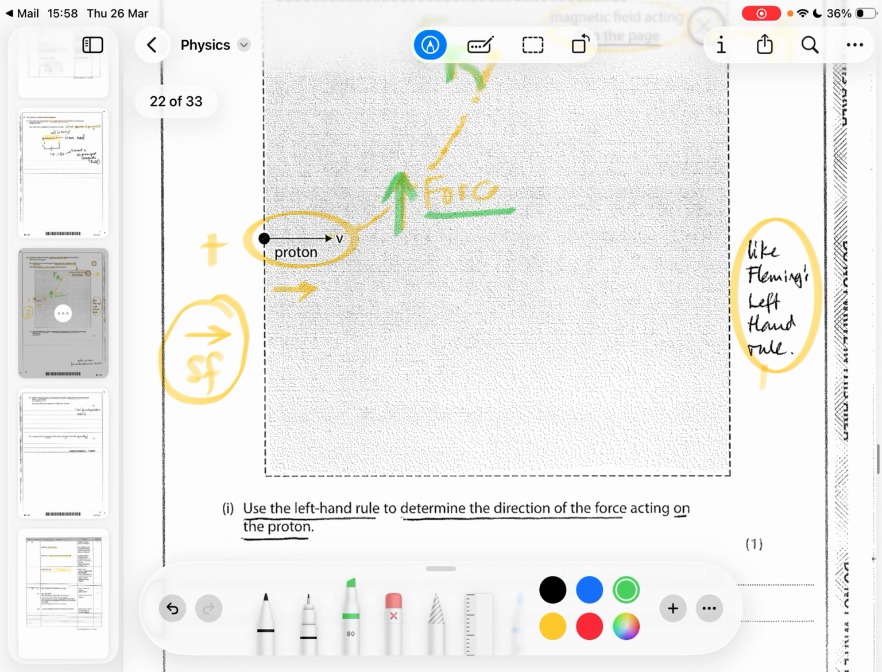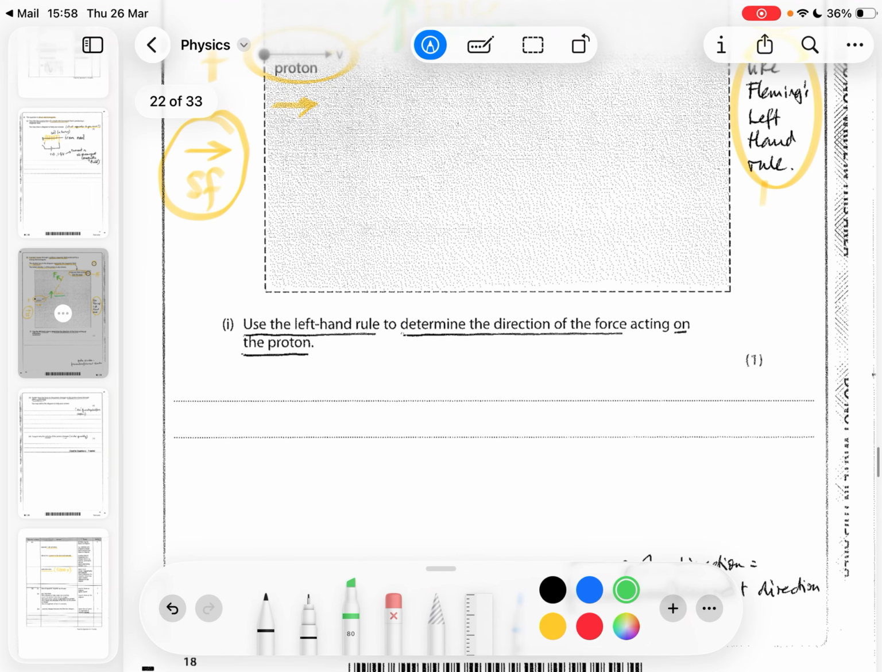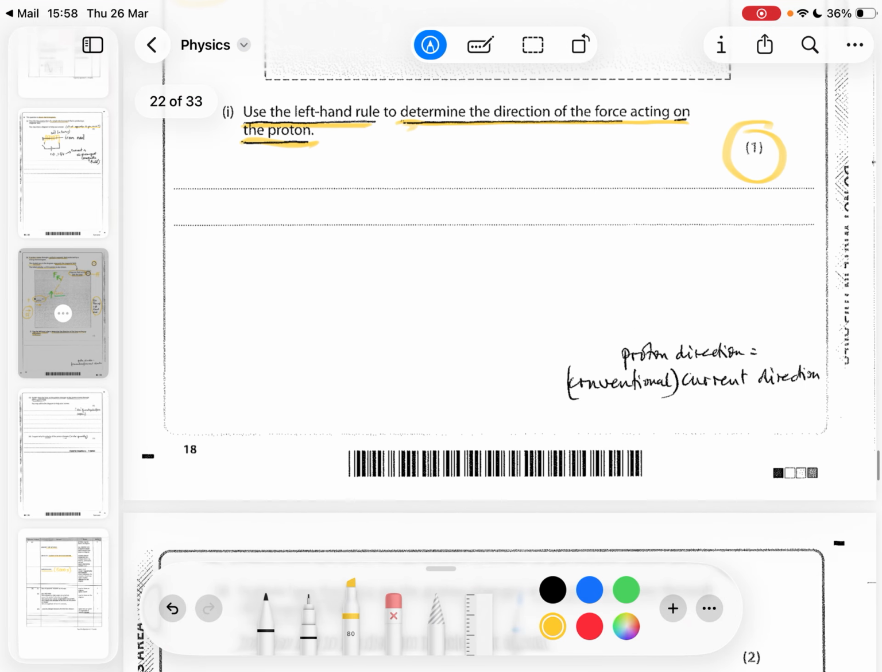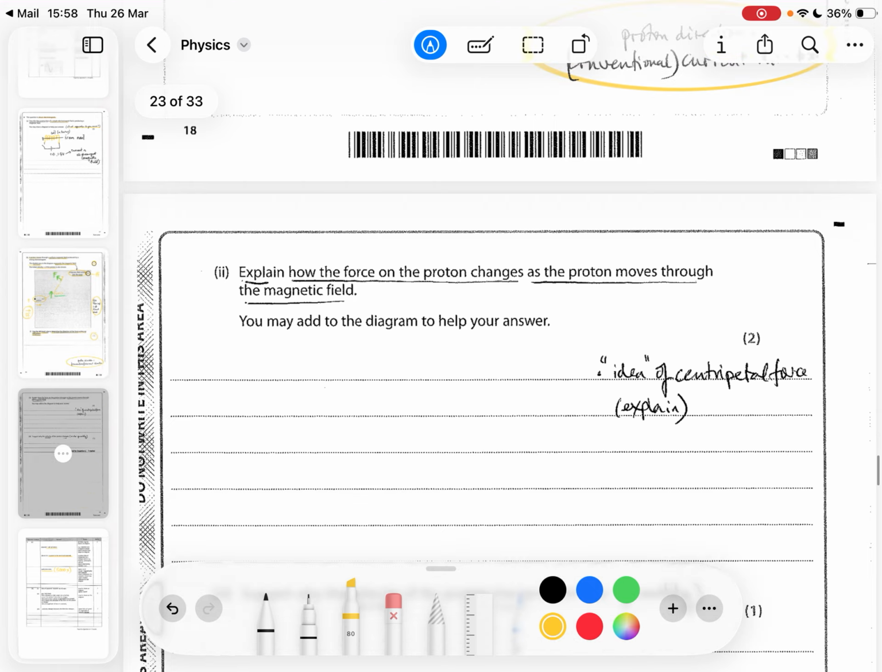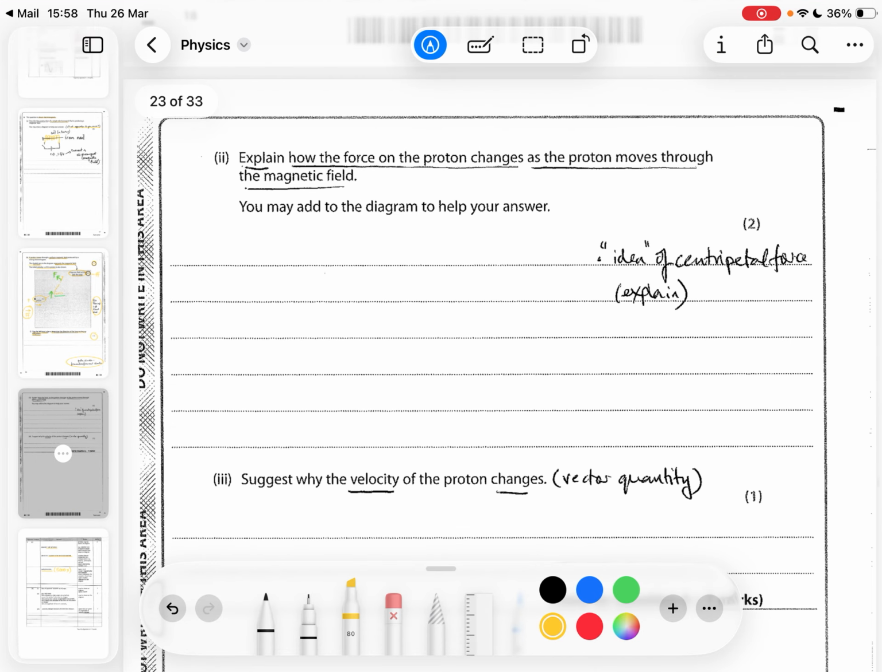The magnetic field doesn't change. It says use Fleming's left-hand rule to determine the direction of the force acting on the proton, which I've done, so I'll get the 1 mark. Remember, the proton is positive, so it's conventional current. If it was an electron, you'd have to reverse it because the electron's negative. Next: explain how the force on the proton changes as the proton moves through the magnetic field. Well, that's what I was explaining to you.